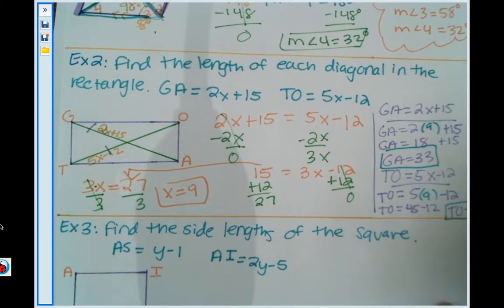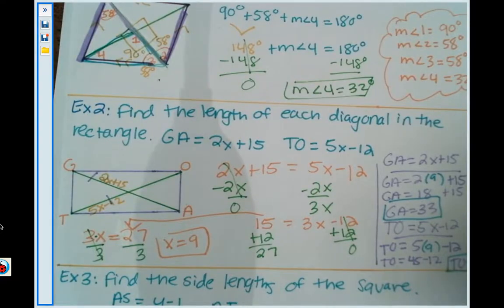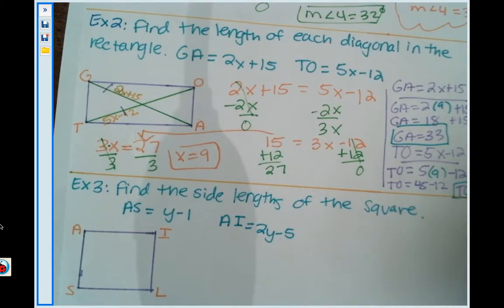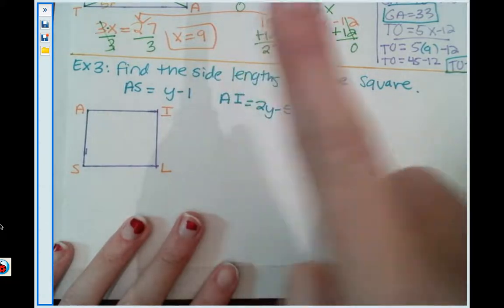Oh man, you guys. So now the finale will be about a square. I know we've had so much fun solving things about a rhombus and a rectangle, but now get ready for the square.